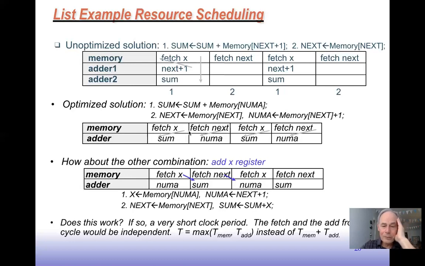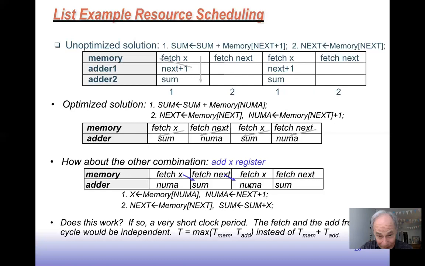There's another way to do this, which becomes apparent when you look at these charts. If we had an X value, we could do something like this. On one clock cycle, we could fetch an X value and store it in a register. On the next clock cycle, we could send it to this adder to form the sum. At the same time that we're forming the sum here, we could fetch the next value out of the memory and put that in a register, the next register, and then form NUMA the next clock cycle.